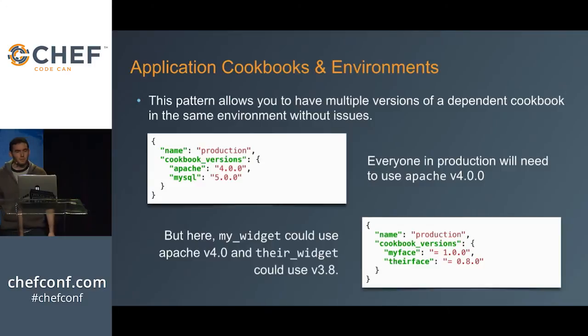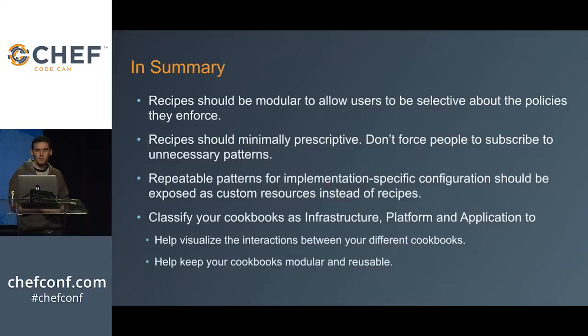And you can see this here. So if we had Apache 4.0 and MySQL 5.0, everyone in production is going to have to use that cookbook because that's what's been locked down. But here, if you use this method, obviously I changed my slides here. MyFace can use Apache 4.0 and TheirFace could do 3.8. So that was a very quick explanation of the pattern.